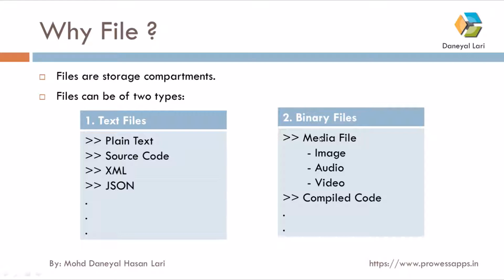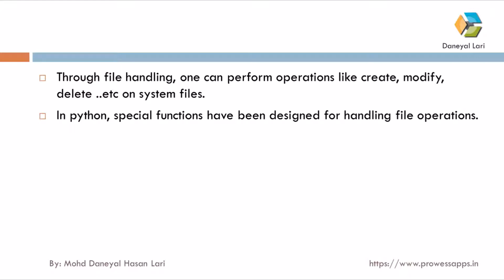So let's see first how to perform operations on the text file. Which type of operations can we perform on a file? We can modify the data in the file, we can delete the data in the file, we can add new data to the file, we can create a file. These kinds of operations we can perform through file handling. For this, Python provides some special functions that we use to perform these operations.